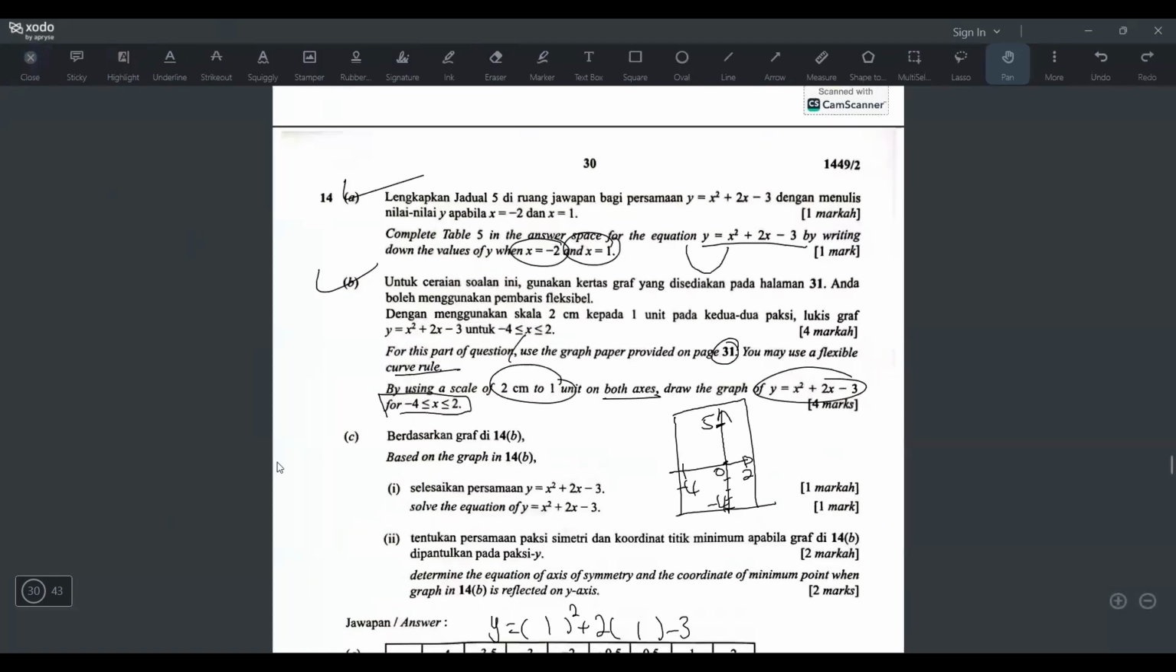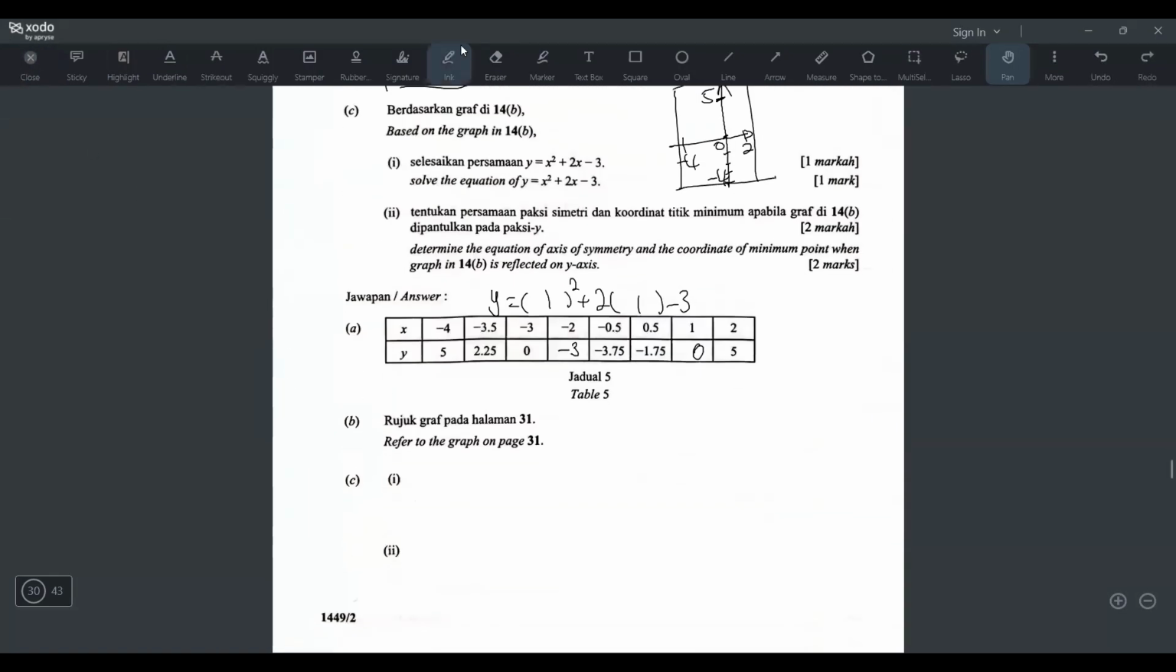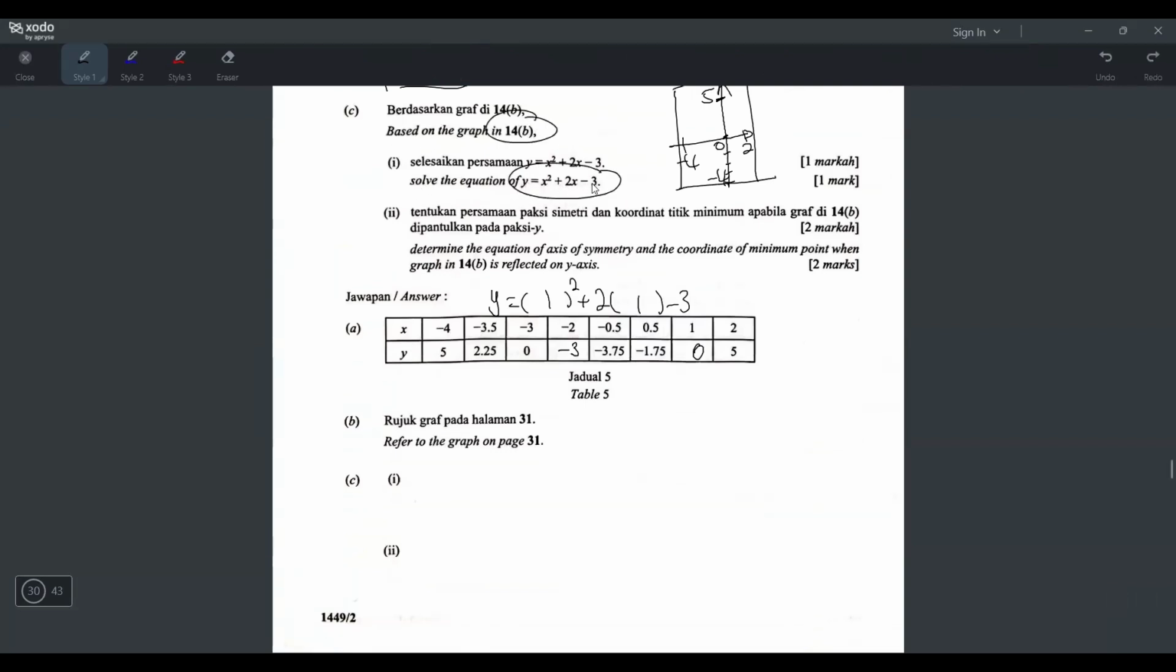Now we can do part C. Based on the graph in 14b, solve the equation y equals x squared plus 2x minus 3 equals 0. So what they want is to solve. It means find x lah. It means what they want is to find the x-intercept actually. So what you do is just take x squared plus 2x minus 3 equals 0, and then you solve for x, right?